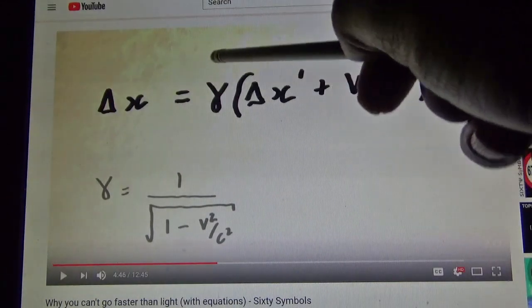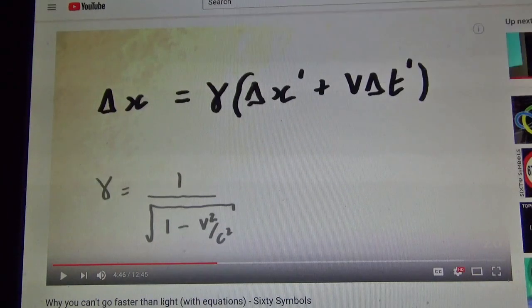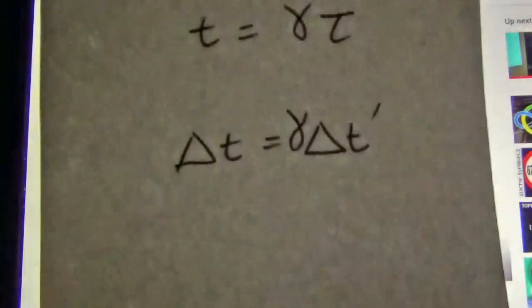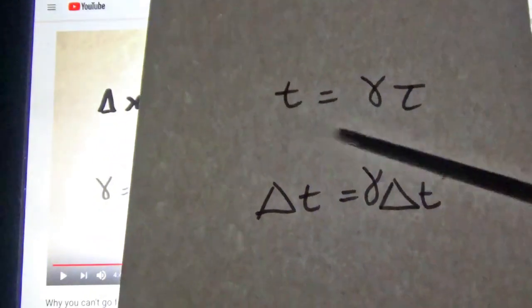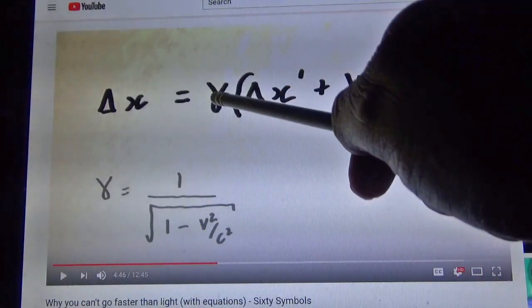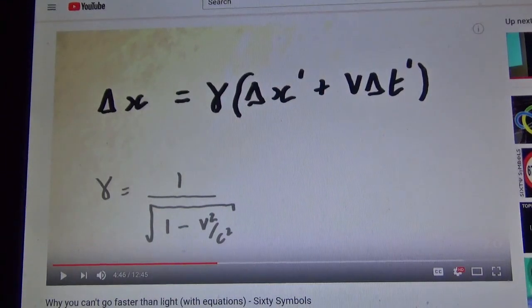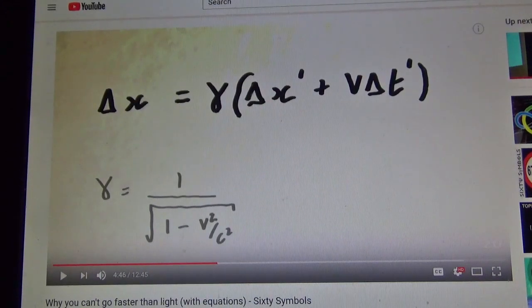And he hasn't shown why you're multiplying this by gamma. He hasn't shown that in the previous videos. All he's done is shown gamma in that equation. He's not shown gamma being used in this way. He's not shown why you're going to multiply that by gamma. So it's another flaw in his presentation.